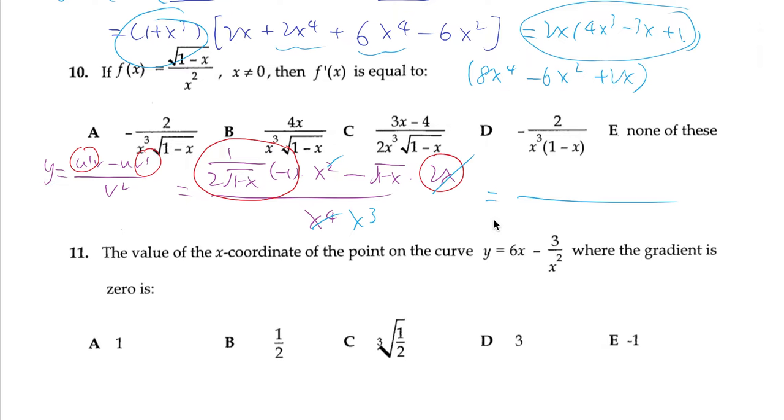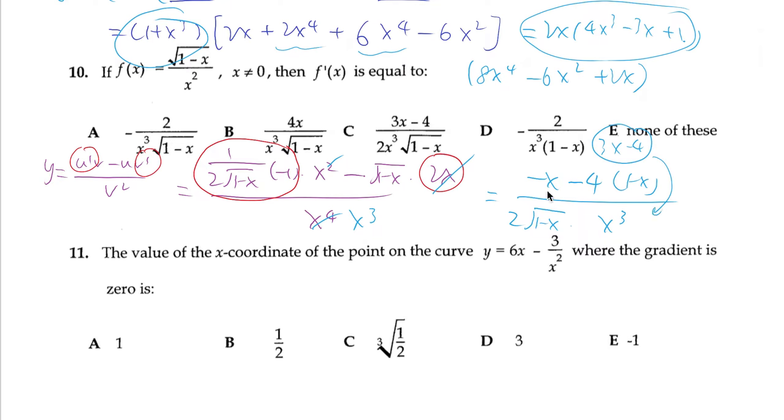Multiply everything by 2 square root of 1 minus x. For the first part, when you multiply by 2 square root of 1 minus x, this entire thing is gone, so we're just left with minus x. For the second part, 2 multiplied by 2 becomes 4, and root 1 minus x times root 1 minus x just becomes 1 minus x. So minus x plus 4x becomes positive 3x, and we get 3x minus 4.